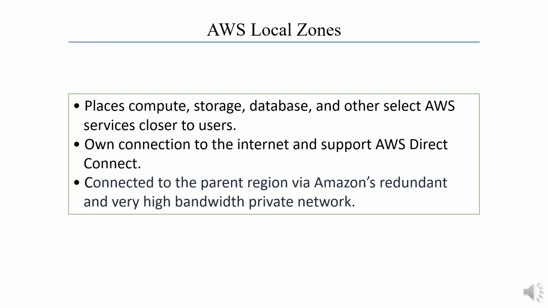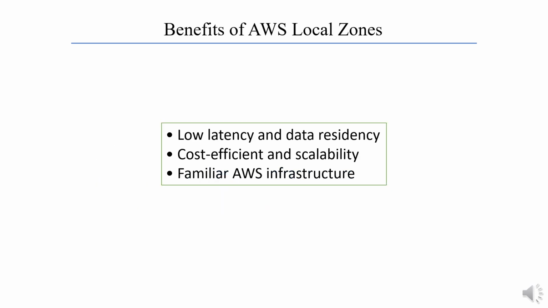Each AWS local zone is connected to the parent AWS region via Amazon's redundant and very high bandwidth private network. It ensures that applications running in AWS local zones are fast, secure, and get seamless access to the rest of the AWS services. Let's talk about benefits of AWS local zones.